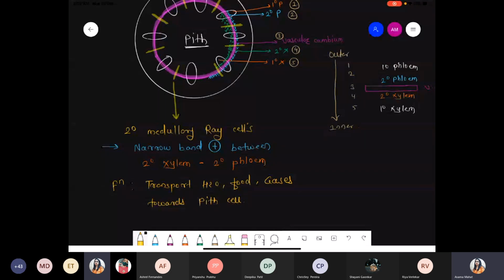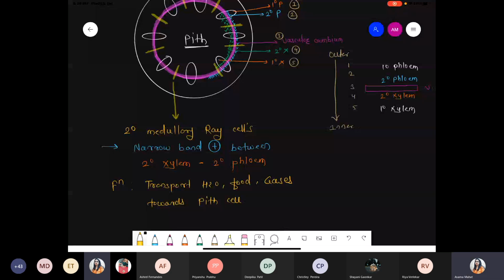Clear? It will create a narrow passage. These are living cells actually. Medullary rays are parenchyma cells, and they form a narrow band between secondary xylem and secondary phloem, and they are responsible for water, food, and gaseous transportation towards the center, towards the pith cell. Clear this part?